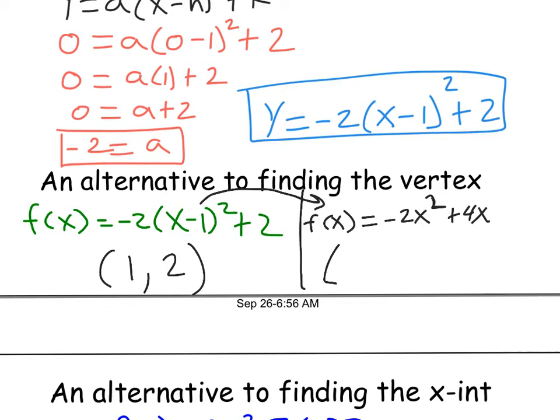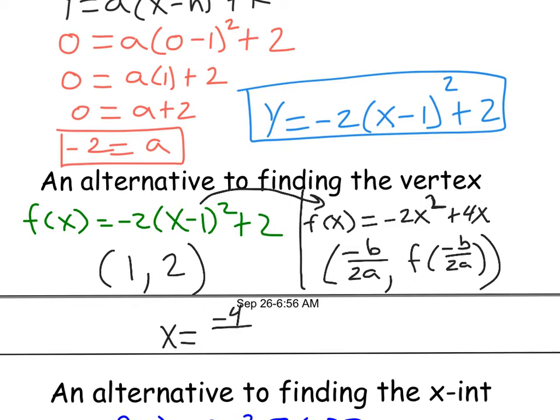The other option, that's, again, why I'm calling it an alternative, would be to use negative b over 2a, and then, of course, plug that value into your quadratic to get the y value, okay? Kind of running out of room here. So x would be negative 4 over 2a, which is negative 2, which is 1, okay? And again, this is the same quadratic, so not a shock that it's 1.